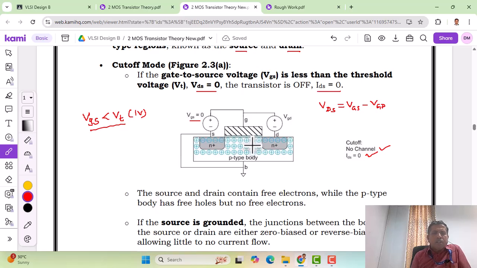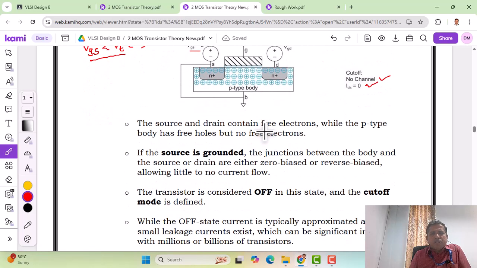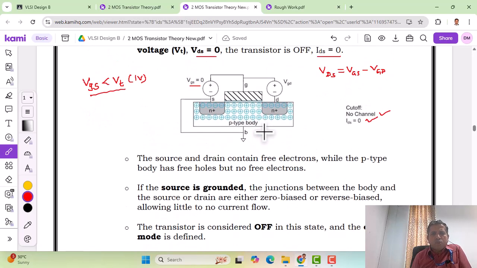And next, let us see a few points under this mode of operation. The source and drain contain free electrons, as we can see, while the p-type body also has free holes, as we can see here. But the electrons from here can't move to the drain region here, because these two regions are isolated from each other, so they are not connected here.